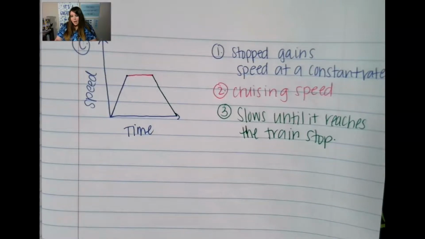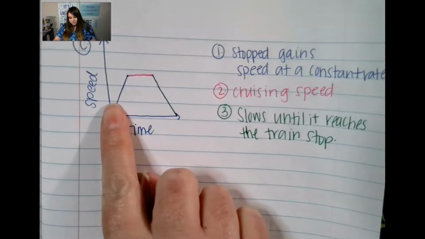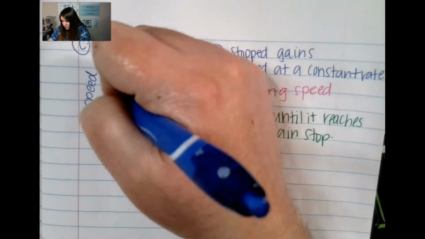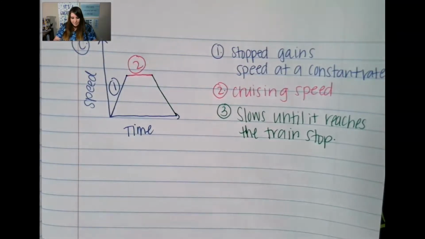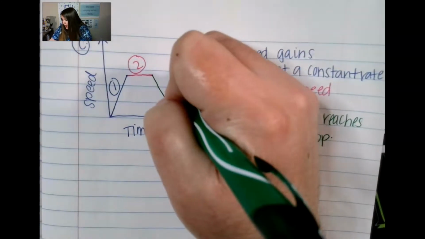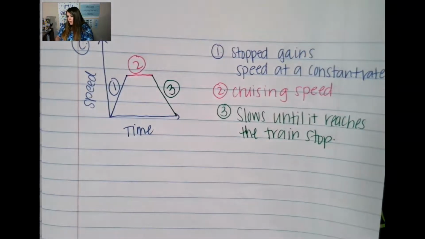So here you have the increase in speed right here. Here you have the cruising speed of that train. And then the last part of your graph is slowing until it reaches a stop.